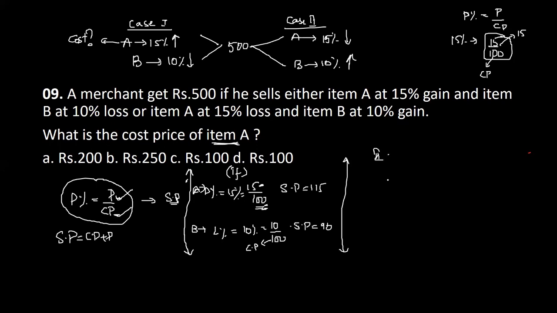I'm just giving you the understanding here. This is not yet the solution, it's just the understanding you need to gain. So A is sold at a loss of 15%, which means 15 by 100. That means if the product is costing 100 rupees, then the selling price will be how much? 15 less than 100, which is 85.